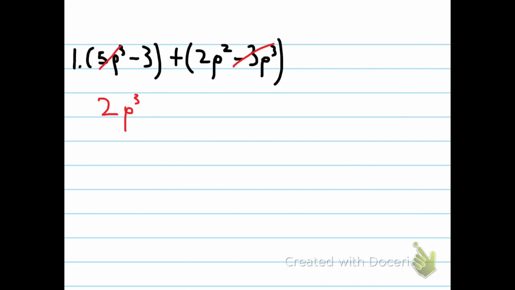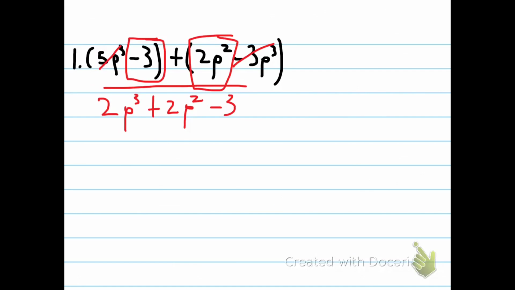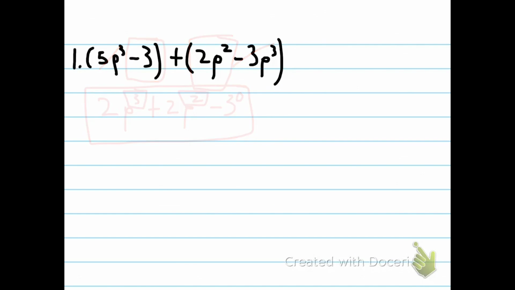And so this number is next, and there's nothing to combine with, so you just bring it down. So plus 2p. And then the only thing left is minus 3. So your answer is this. And usually when writing your answer, we would write it in decreasing order, which is starting from the biggest exponent to the smallest. So as you can see, this is a 3, so this is the biggest, and then the 2 is next, and then this doesn't have an exponent, so that's the last number.